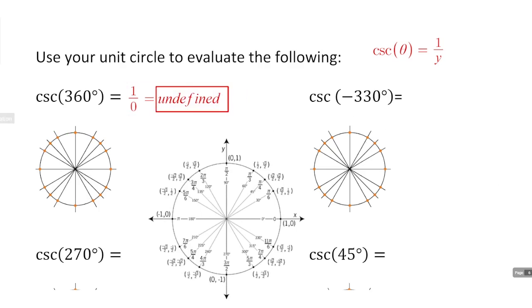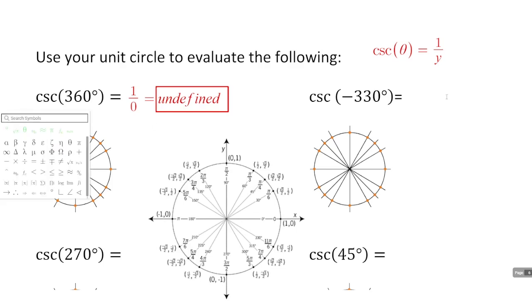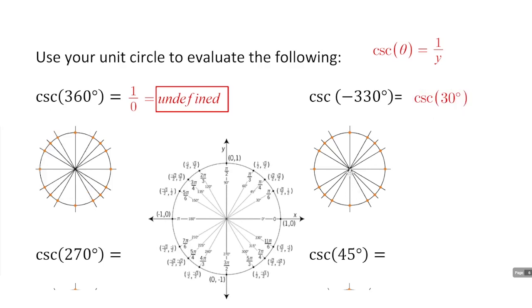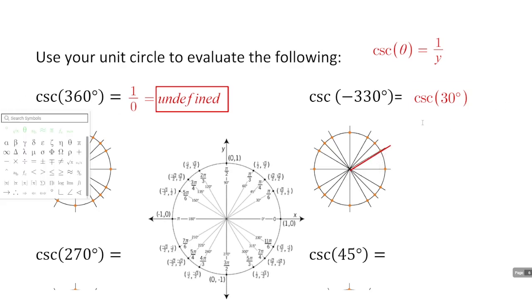Negative 330 is going to be coterminal to, what would that be coterminal to? To positive 30 degrees. So we can say that cosecant of negative 330 is equal to the cosecant of 30 degrees. And 30 degrees is going to be this first mark right here. The y-coordinate here is 1/2. So the reciprocal of that is 2 over 1, which is just 2.